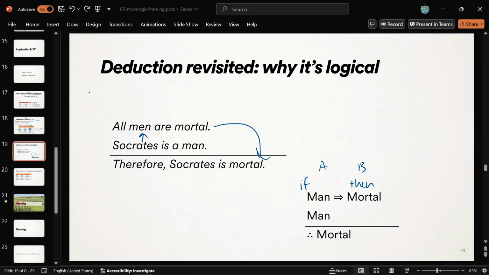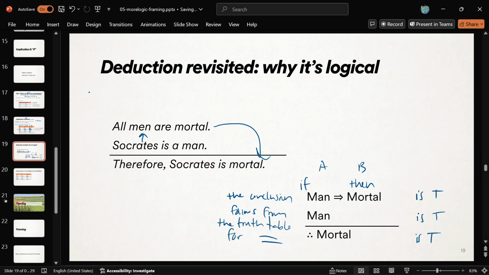It's like, all right, if we assume that this is true, and then also this is true, then we have to prove that we're always in a case where this is true. That's kind of the idea, right? I'm going to show you that the conclusion follows from the truth table for that symbol, for implication, for logical implication. Okay, so let me prove that to you.